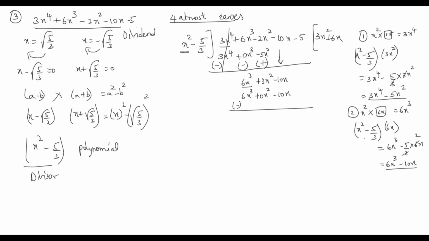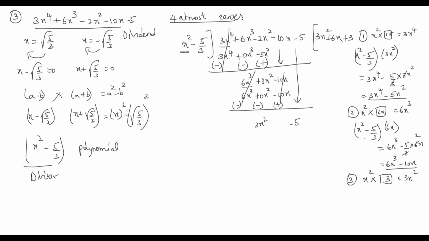So plus 6x cube, minus changes to minus, plus to minus, minus to plus. 6x cube cancels. 3x square minus 0x square will be 3x square, and minus 10x plus 10x gets cancelled. Now taking this down, it is minus 5. Therefore, compare the third, that is x, what should be multiplied to x square so that we will get 3x square? It is 3. So place plus 3 here.